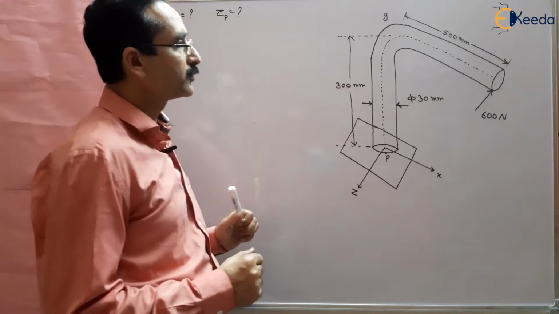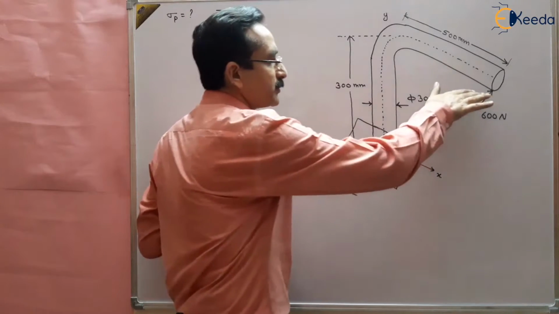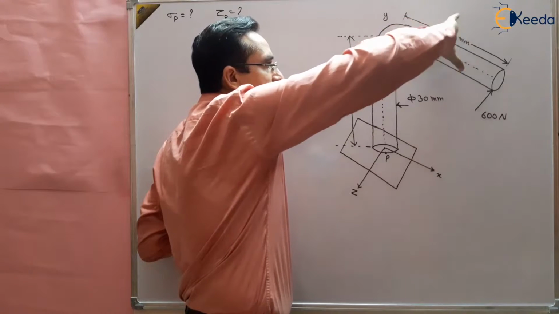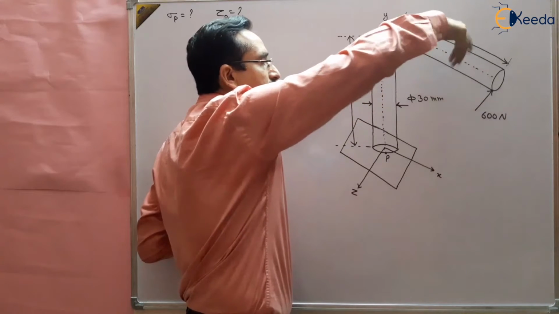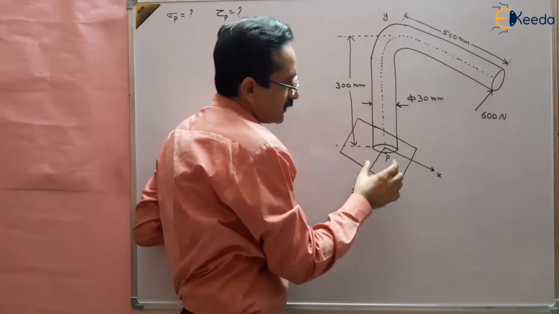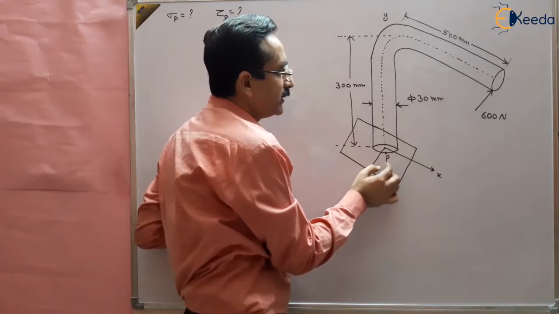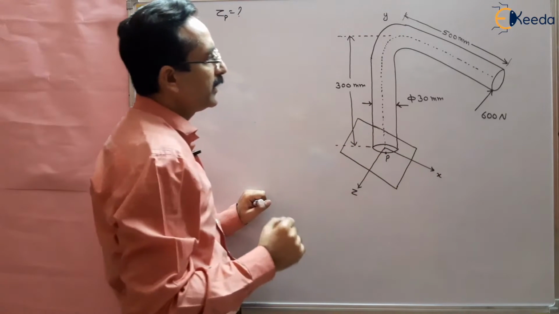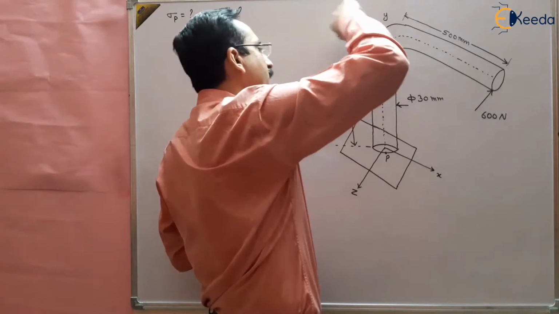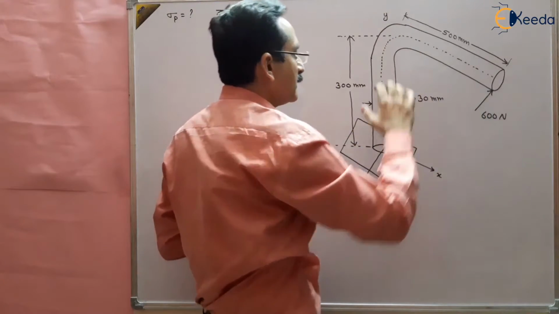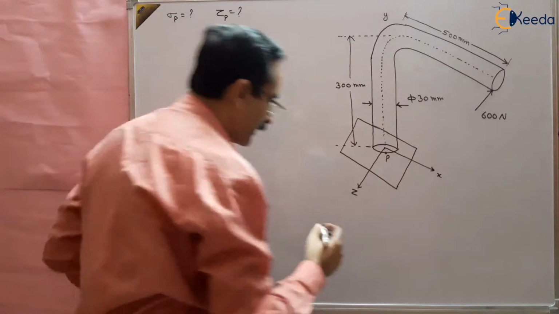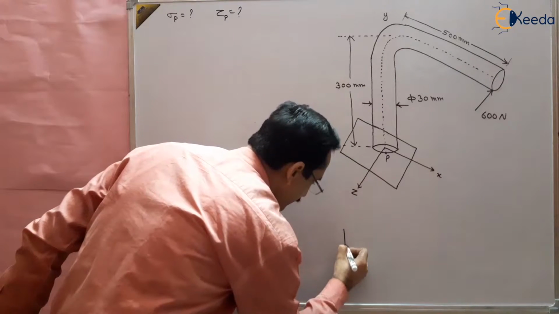How is it combined bending and torsion? When this 600 Newton load is applied, it will twist this frame in the anti-clockwise direction. Due to that twist, shear stress will be developed in the material at point P, the outer fiber. Also, when the 600 Newton load is applied here, it will try to bend this. I am making a simpler diagram of this.